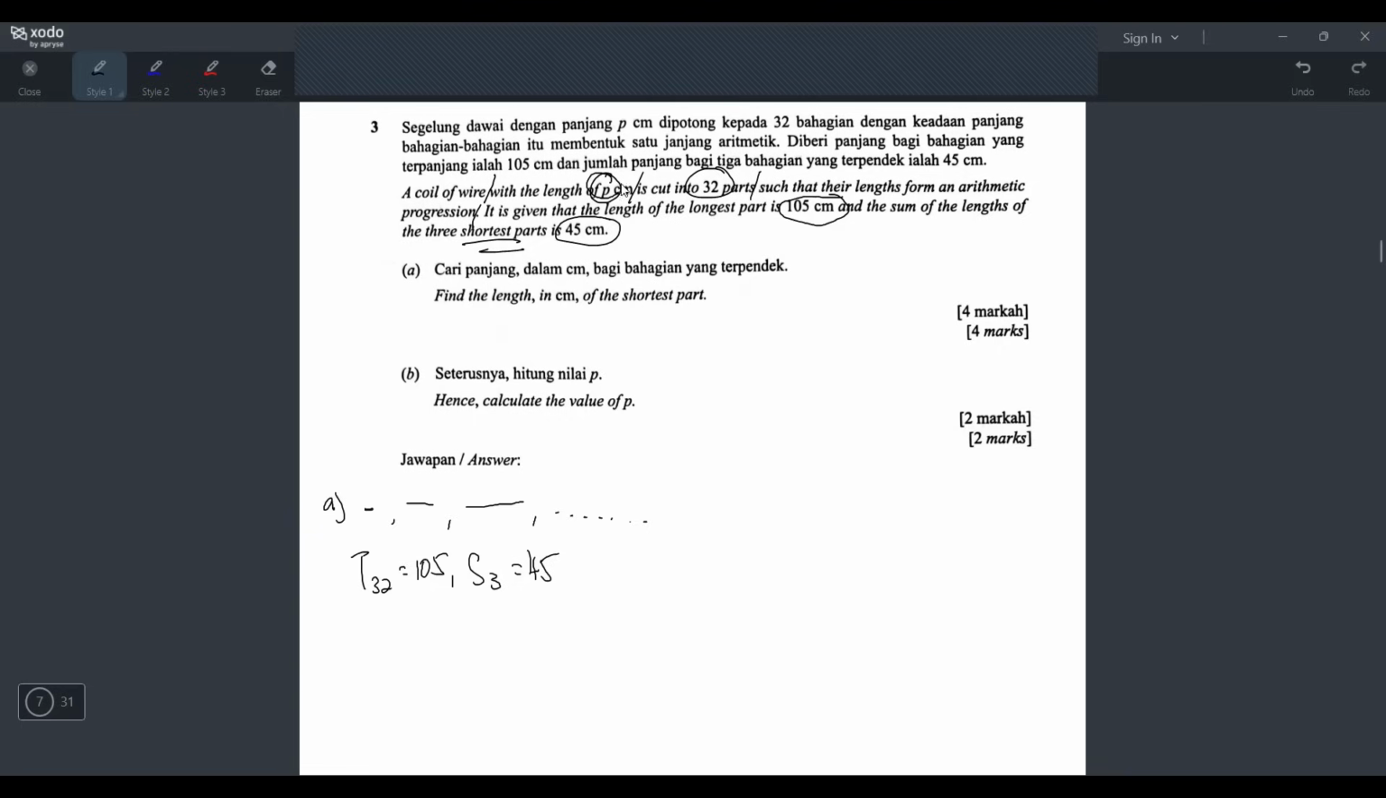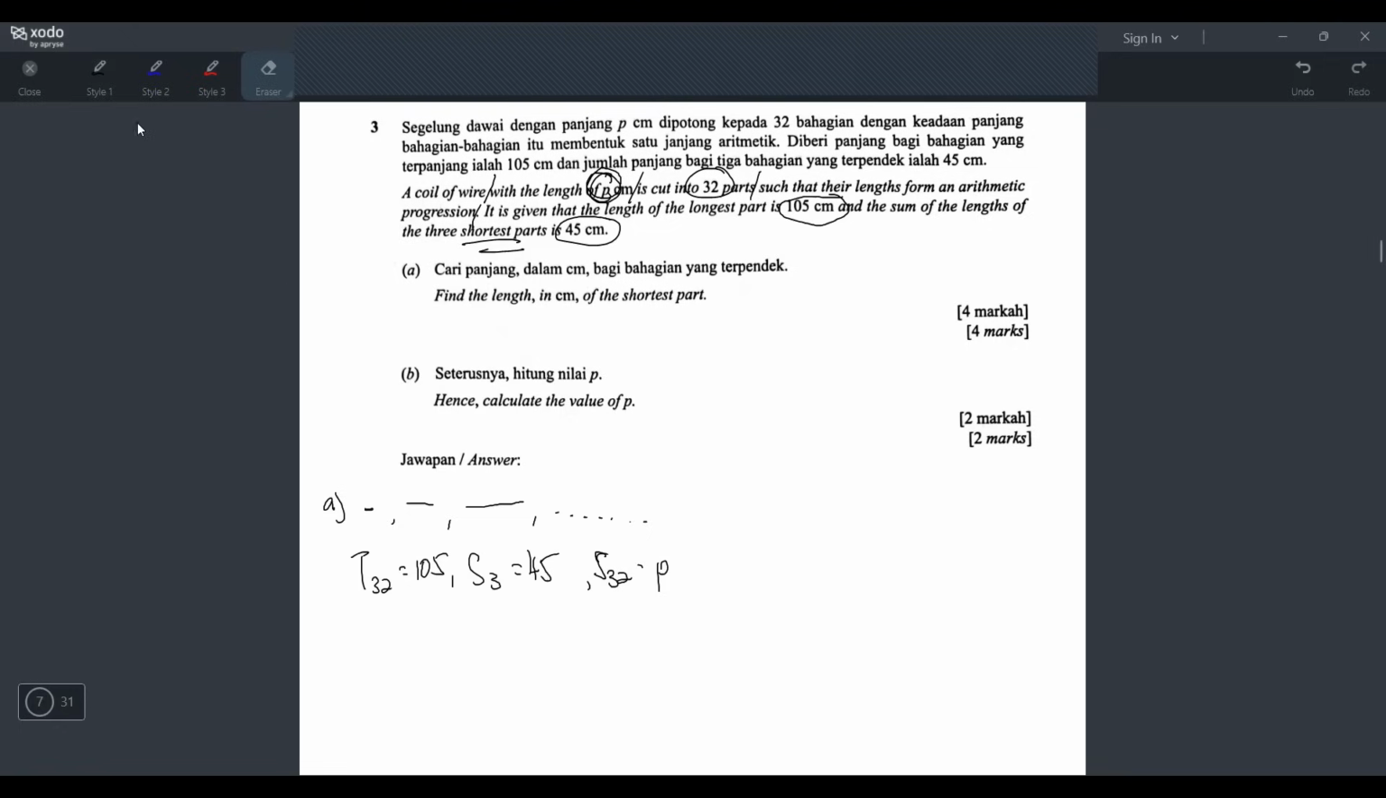And then what about this P? I think this P is the sum, because P is actually the total length of the wire. It's the total length from T1, T2, T3, all added together until T32. That's why it's S32, because we already know it's cut into 32 parts, right? Okay, now what do we do?